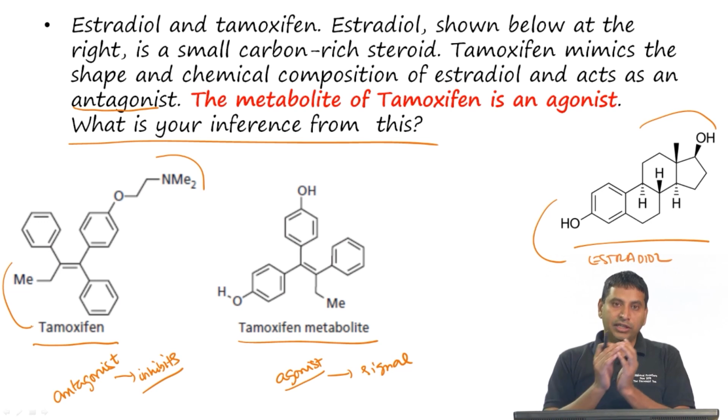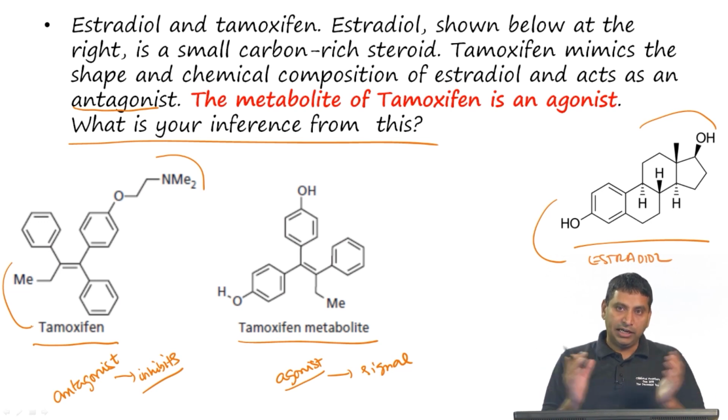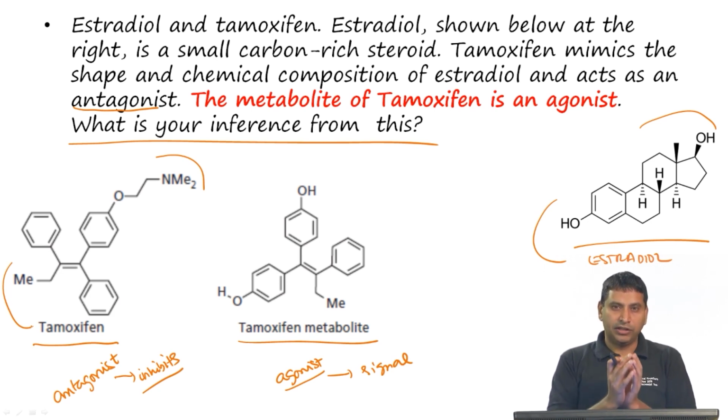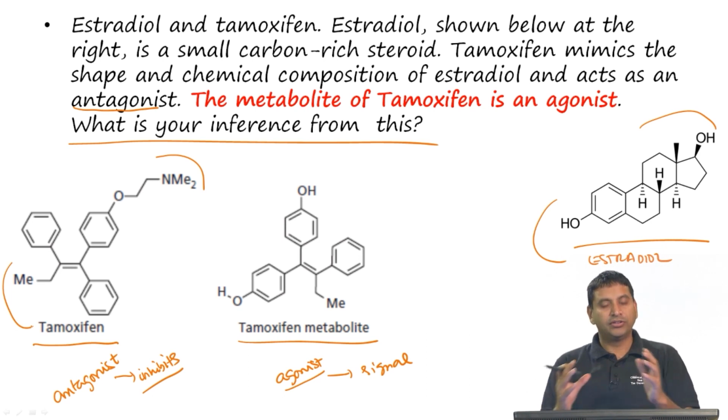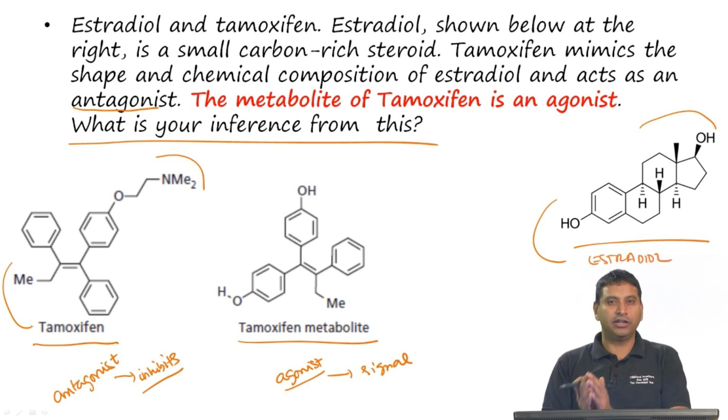Okay. So in the case of tamoxifen, it binds to the receptor binding site, but it does not induce the conformational change that is required for the signal to be transmitted. But the metabolite of tamoxifen binds to the same site and induces the same conformational change that estradiol perhaps does, and is able to act as an agonist. So this is the major inference from this data.